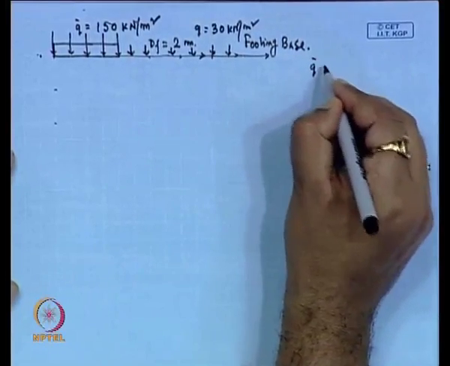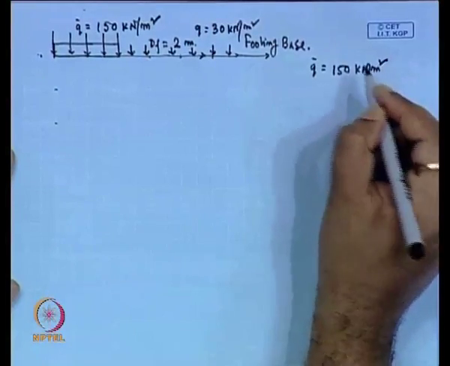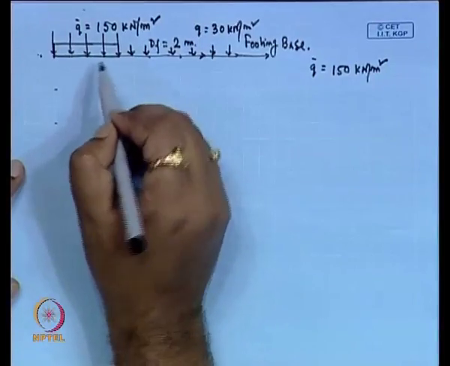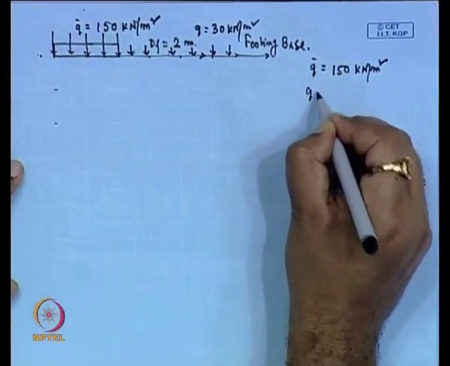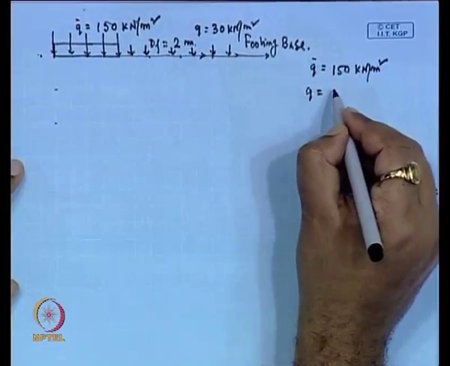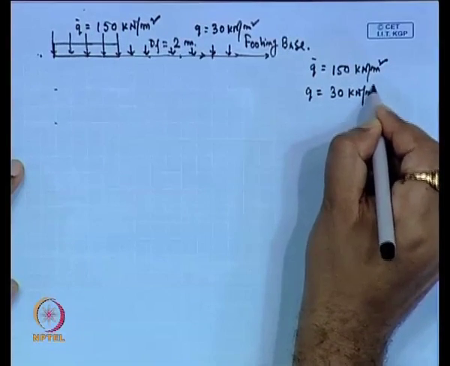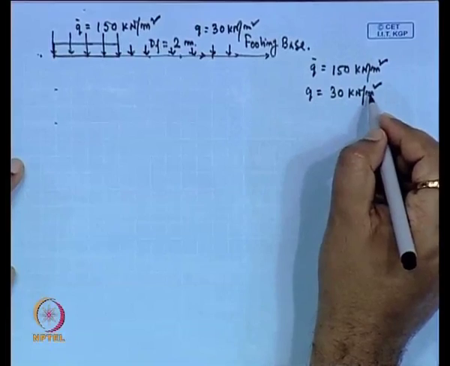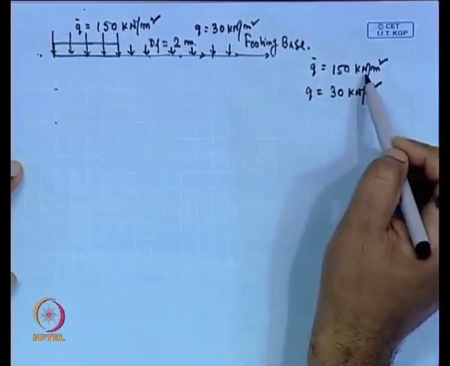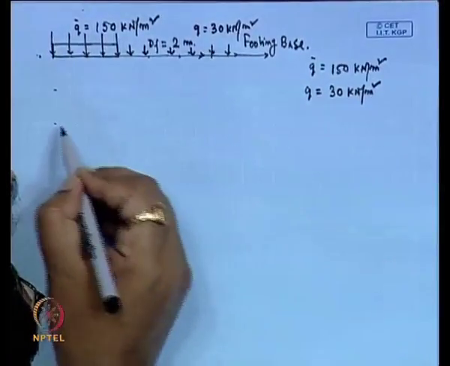So, that means q bar is 150 kilonewton per meter square, that means the footing pressure at the base of the footing is 150 kilonewton per meter square, and q, the effective overburden pressure at the base of the footing, that is gamma Df, is coming out to be 30 kilonewton per meter square, where Df is 2 meter, and the footing intensity is 150 kilonewton per meter square.